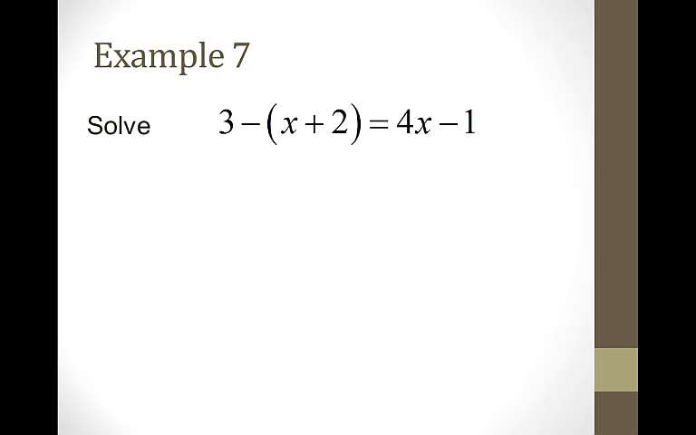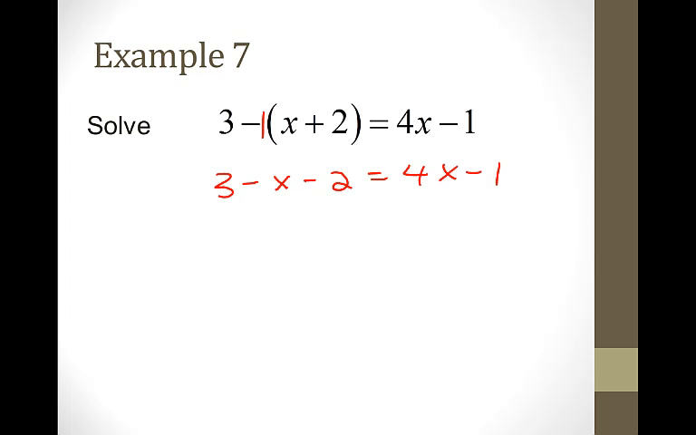Example 7. Again, we kind of have a sneaky one here, right? We have an understood negative 1. 3 minus the quantity x plus 2 equals 4x minus 1. Do not try to do this without writing it down. Let's go ahead and clear parens. So 3 minus x minus 2 equals 4x minus 1.